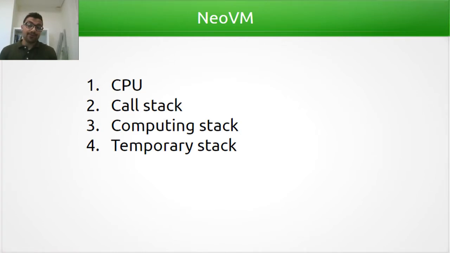Virtual machine. NeoVM provides a virtual layer of executing smart contracts. Its main parts are central processing unit, the call stack, the stack of calculations, temporary stack. CPU. It's responsible for reading and sequentially organizes the execution of instructions in the contract according to the function of controlling the flow of commands, arithmetic operations, logical operations.